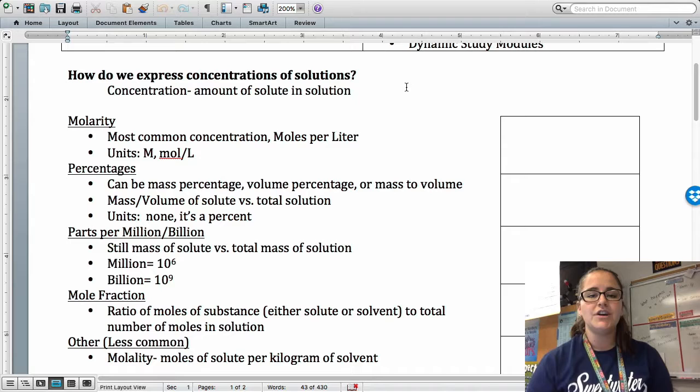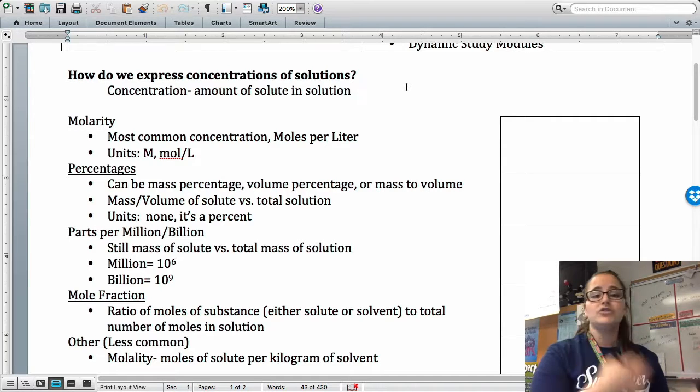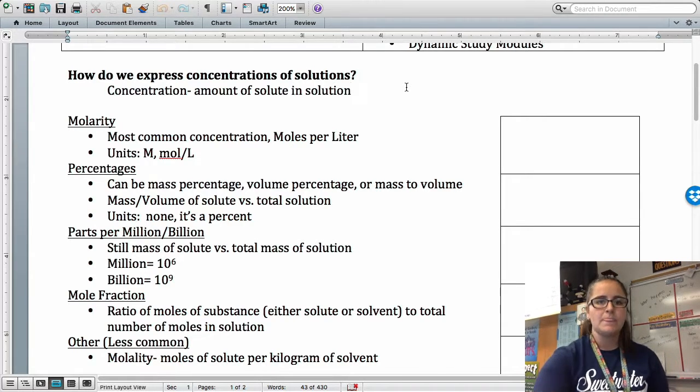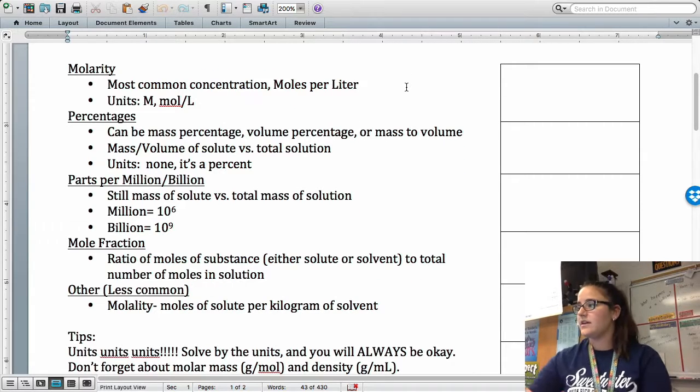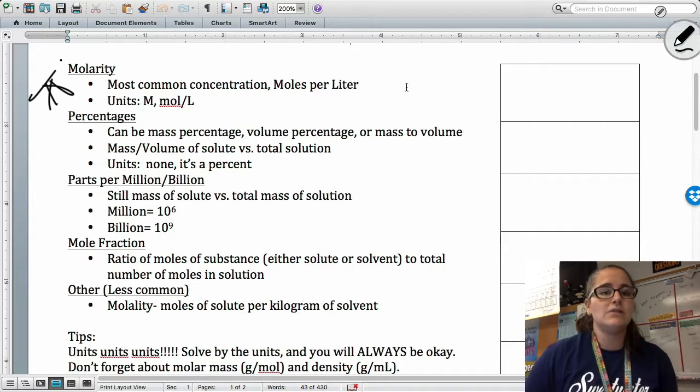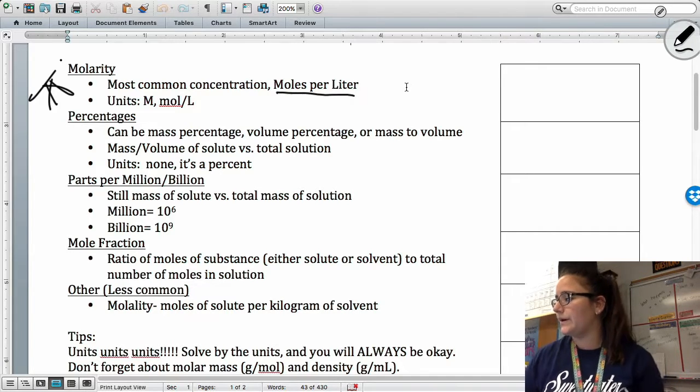So, whenever we're talking about concentration, all we're talking about is the amount of solute, which is the thing that dissolves in solution. So think of the amount of sugar in your Kool-Aid, the amount of food coloring in your Gatorade. Anything like that is a measure of concentration. The most common one that is used all the time is molarity. Okay, so molarity is the moles per liter.